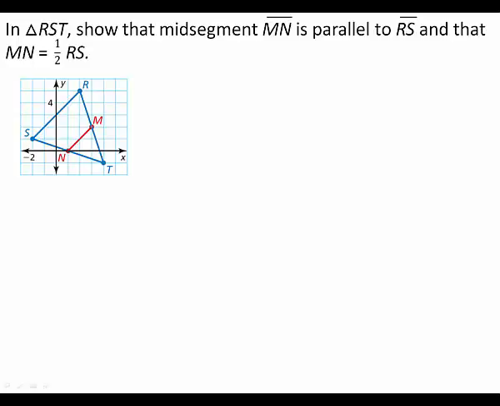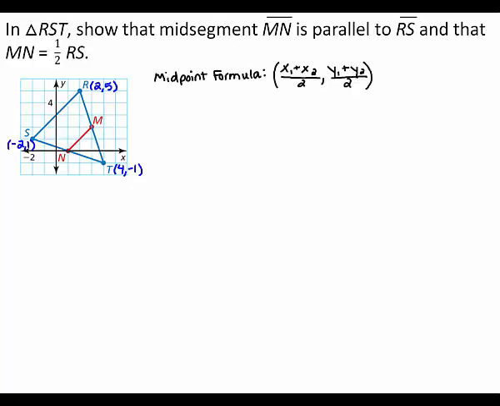The coordinates of point R are 2, 5, the coordinates of point S are -2, 1, and the coordinates of point T are 4, -1. Next, you need to find the coordinates of points M and N. Because segment MN is a midsegment, point M is the midpoint of segment RT, and point N is the midpoint of segment ST. So, to find the coordinates of these points, you can use the midpoint formula.